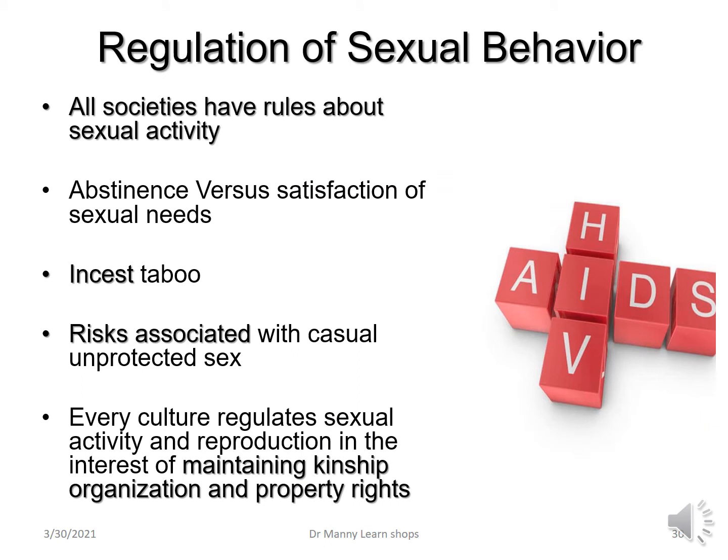You've got regulation of sexual behaviour, because in all societies there are rules about sexual activity. Abstinence versus satisfaction of the sexual needs. Incest is considered taboo. There are risks associated with casual unprotected sex. Every culture regulates sexual activity and reproduction in the interest of maintaining kinship, organisation and property rights.